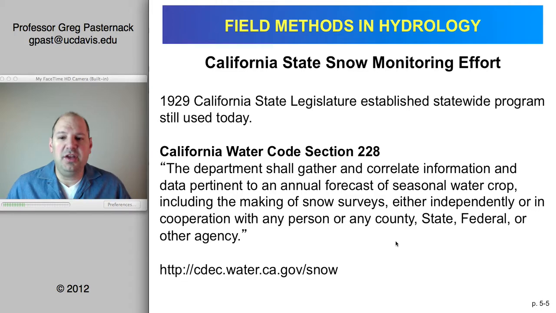Within California, the 1929 California State Legislature established a statewide program that's still used today. California Water Code Section 228 says, "The department shall gather and correlate information and data pertinent to an annual forecast of seasonal water crop, including the making of snow surveys, either independently or in cooperation with any person or any county, state, federal, or other agency." And this data is provided on the CDEC website, which the link is shown below.